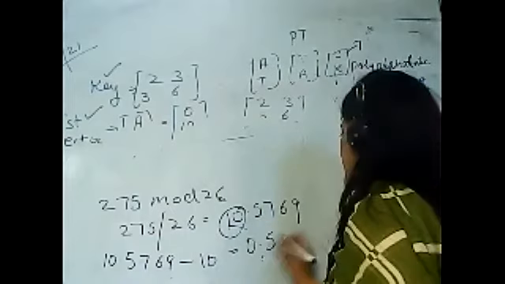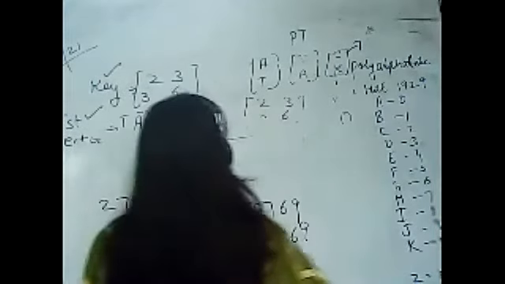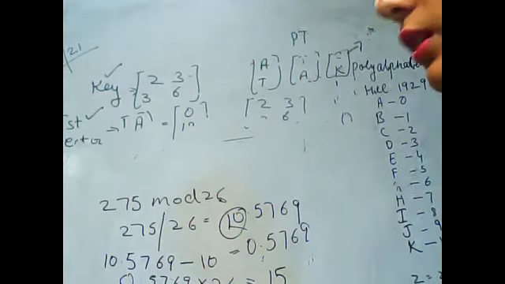So you are getting 0.5769. Okay, and after that, in the end, what you will do is multiply this particular number, 0.5769, by 26, and you can get the value as 15. So this is a way that you can calculate the modulus of a number.